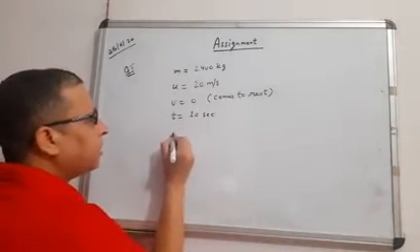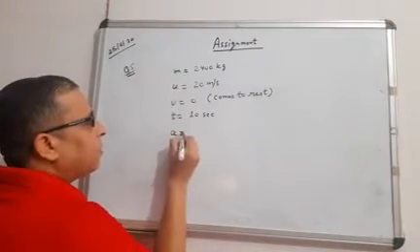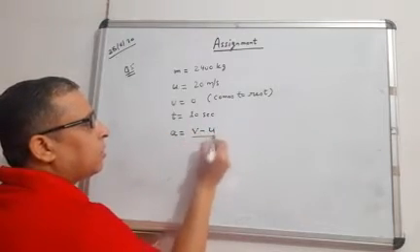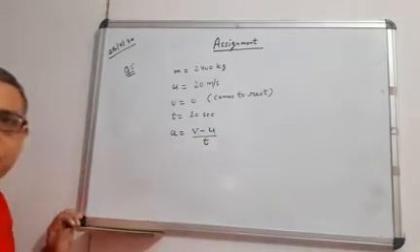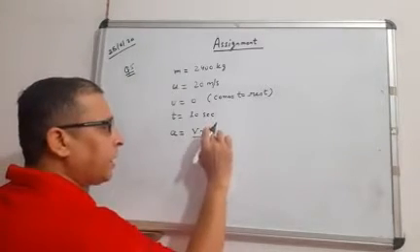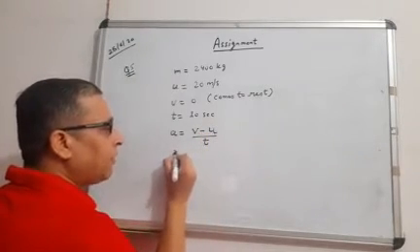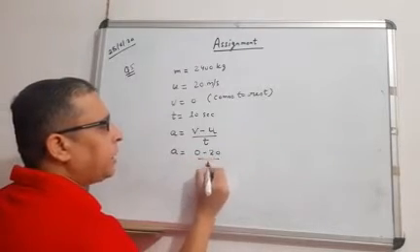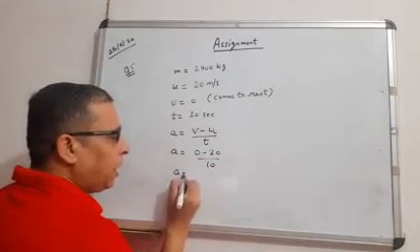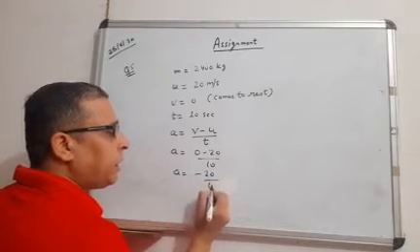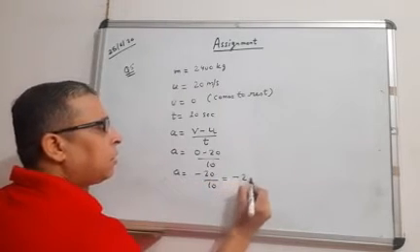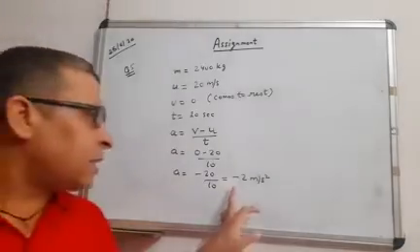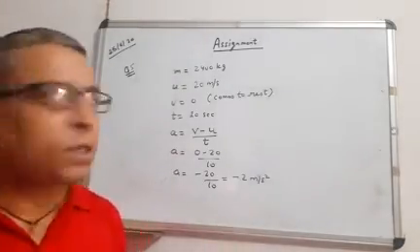Again the same thing. We'll have retardation using the same formula, v minus u over t. Put the values. A is equals to 0 minus 20 upon 10. A is equals to minus 20 upon 10, which is minus 2 meter per second square. If you understand, if this is coming negative, this is retardation.